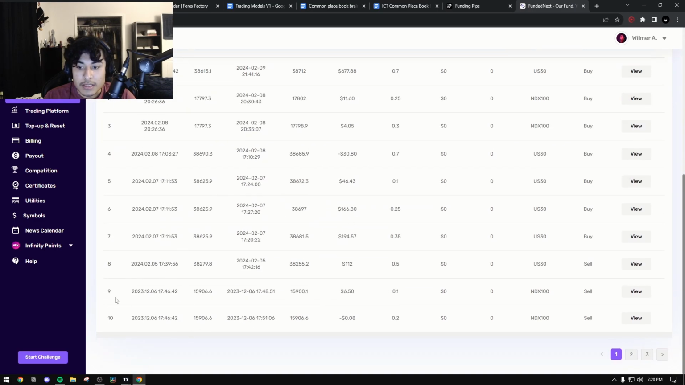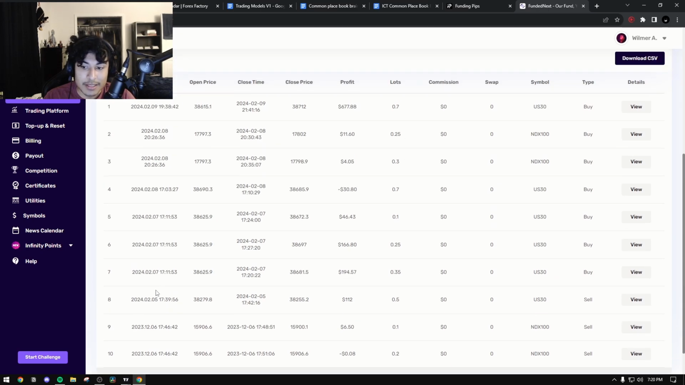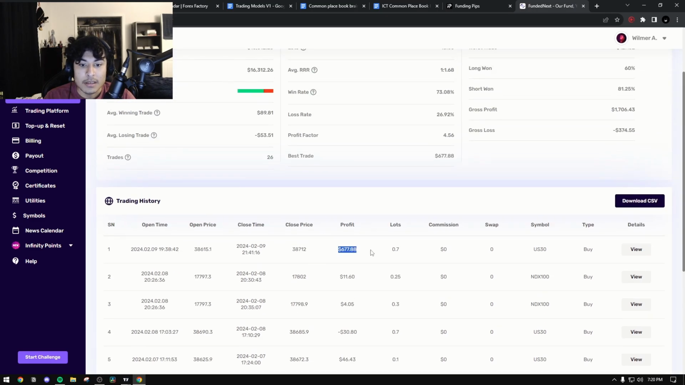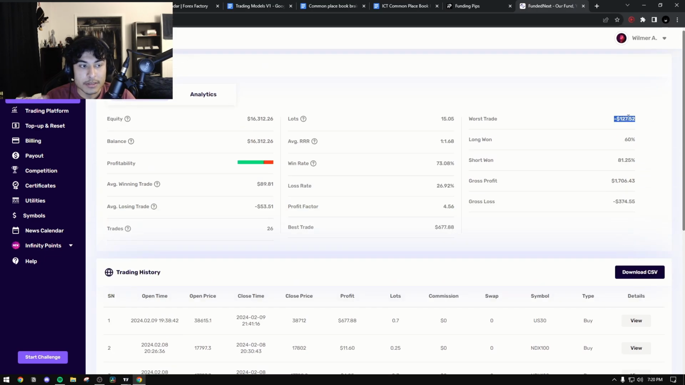And then as recently, as we started to see, it was all the way from the 12th of December, we never traded it. All the way until February, we started trading it. And that's when we passed it pretty much. So this $600 was the most impactful trade in my opinion. It was the biggest trade, best trade right there. Worst trade was 127. That just goes to show the risk to reward is very important and how you use your trades.